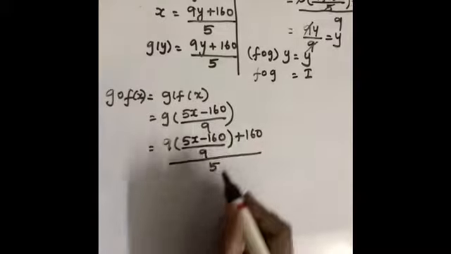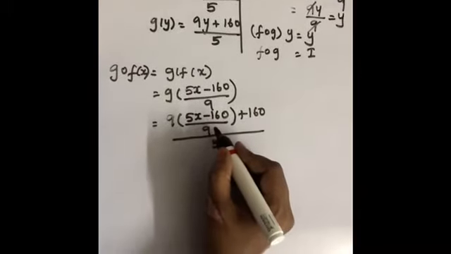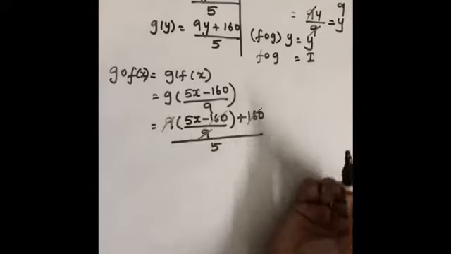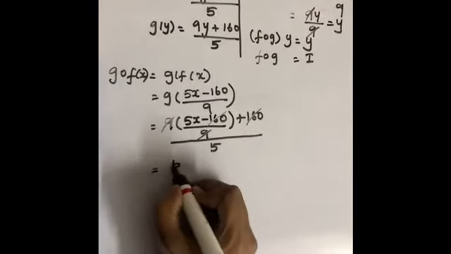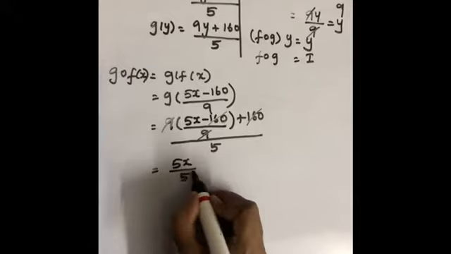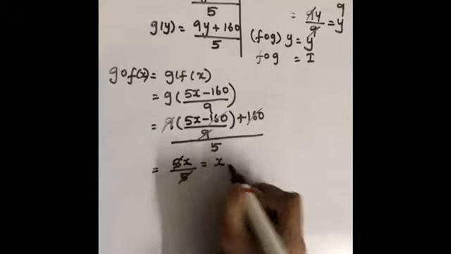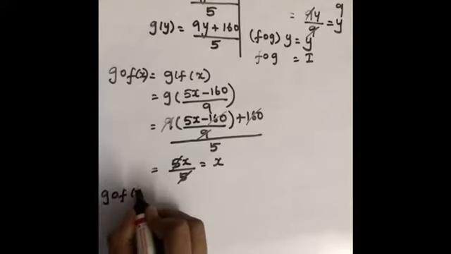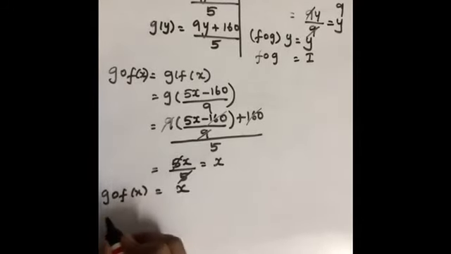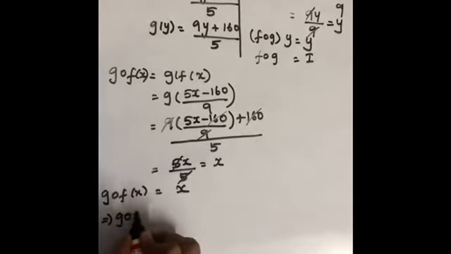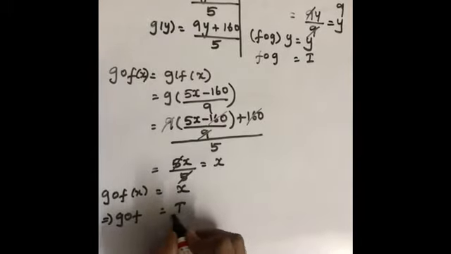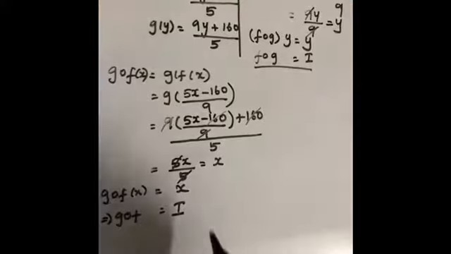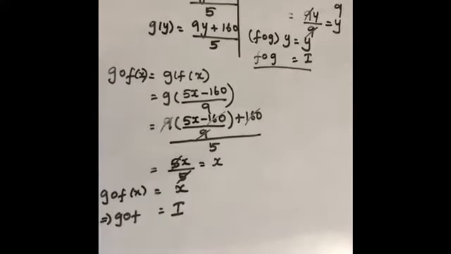Okay. So, similarly here also 9 will get cancelled, minus 160 plus 160 cancels, that is equal to 5x divided by 5. So, 5 also will get cancelled, that is equal to x. So, g composite f of x is equal to x. That implies g composite f is also an identity function. So, f composite g is an identity function, g composite f is also an identity function.